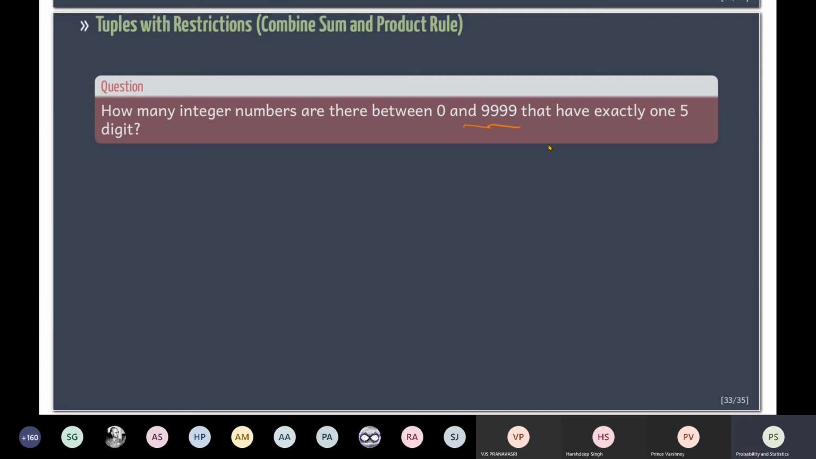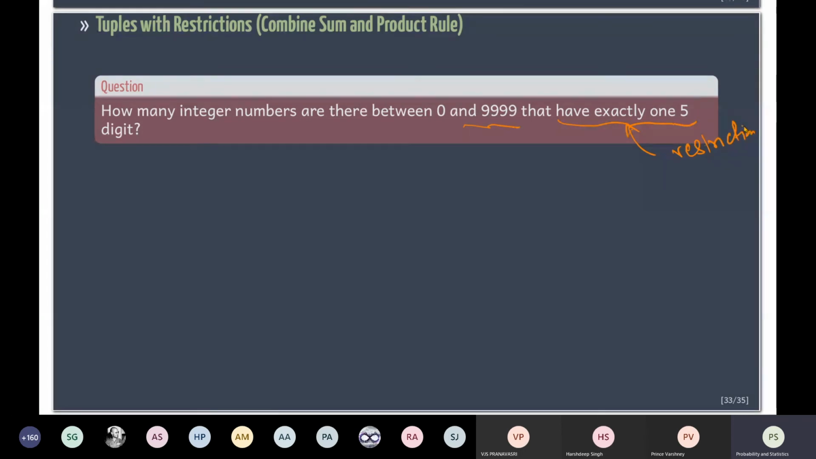So how will you solve this problem? How many integer numbers are there between 0 and 9999 that have exactly one 5 digit? These are tuples, but now you have put some restrictions. Now you are not asking for all possible ones. Now you are asking for things like this, exactly one. This is the restriction we are talking about.